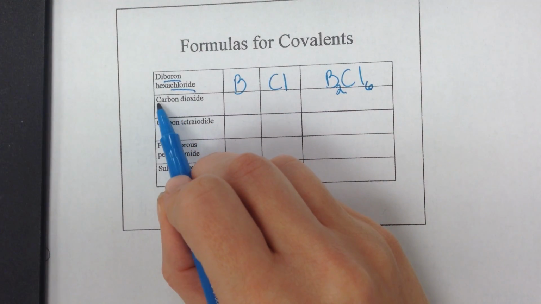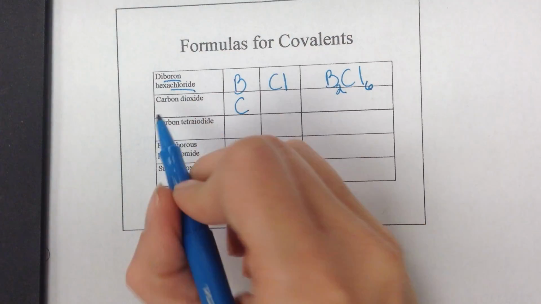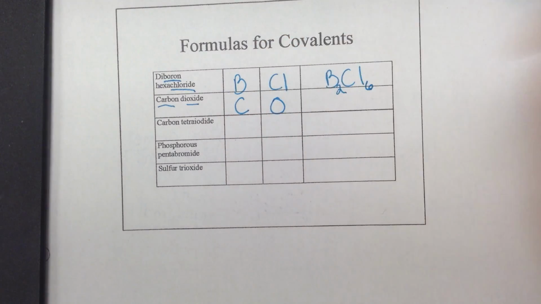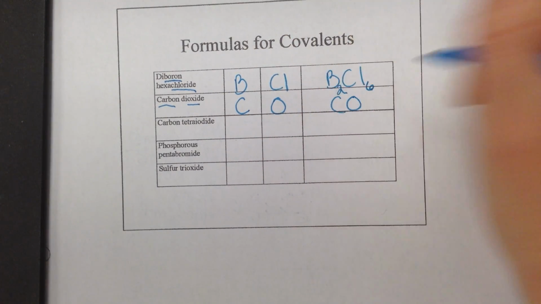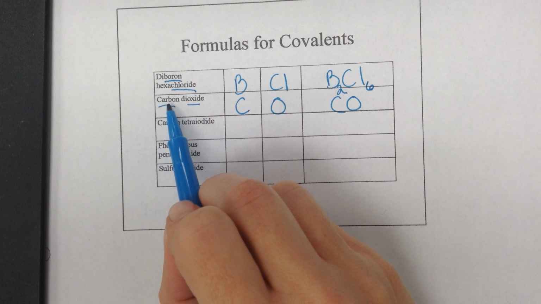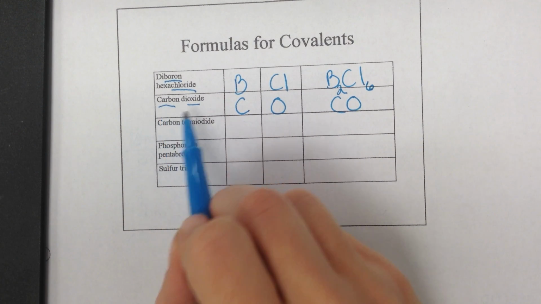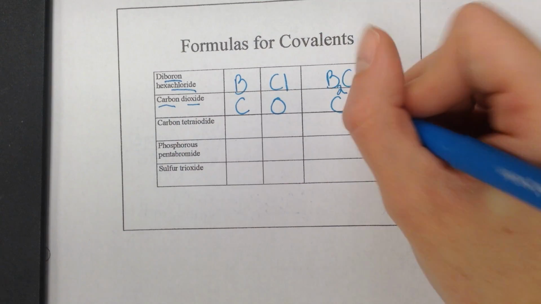Okay, look at your next one. You have carbon, and you have oxide, which is really oxygen. And now put your symbols together and use your prefixes. Well, there is no prefix on carbon, so remember, that's where we just assume it's 1. And then oxygen has di, and di means 2.